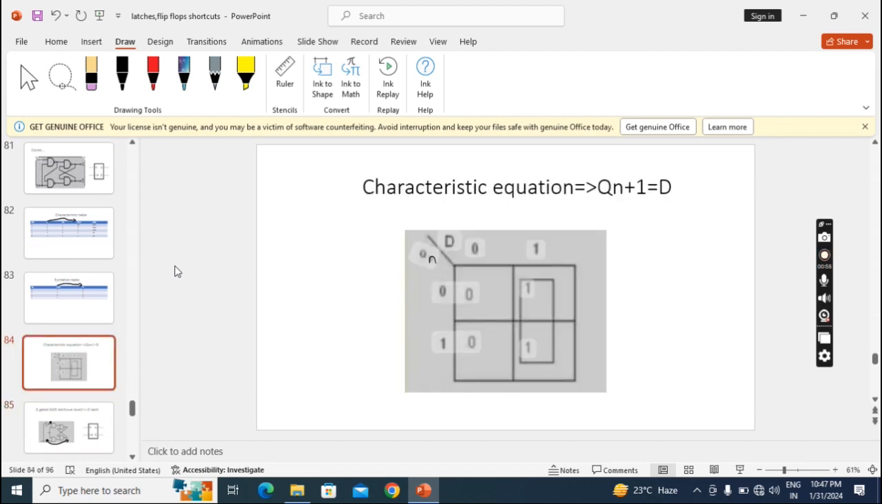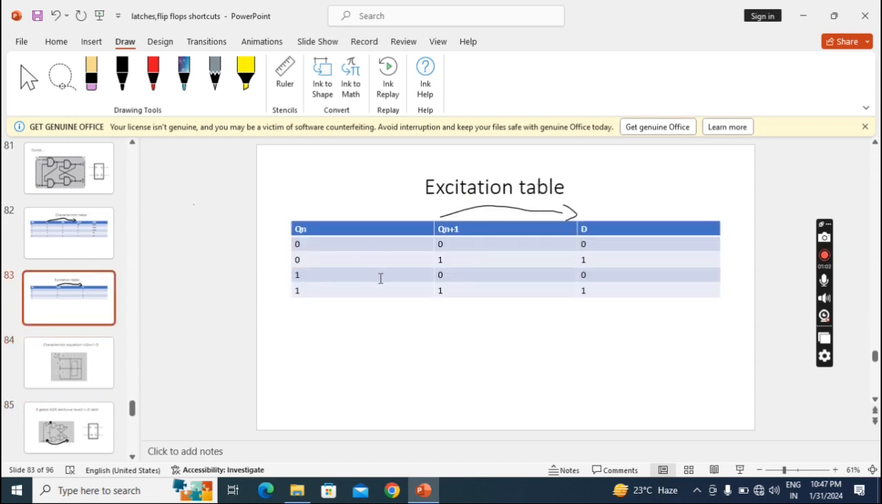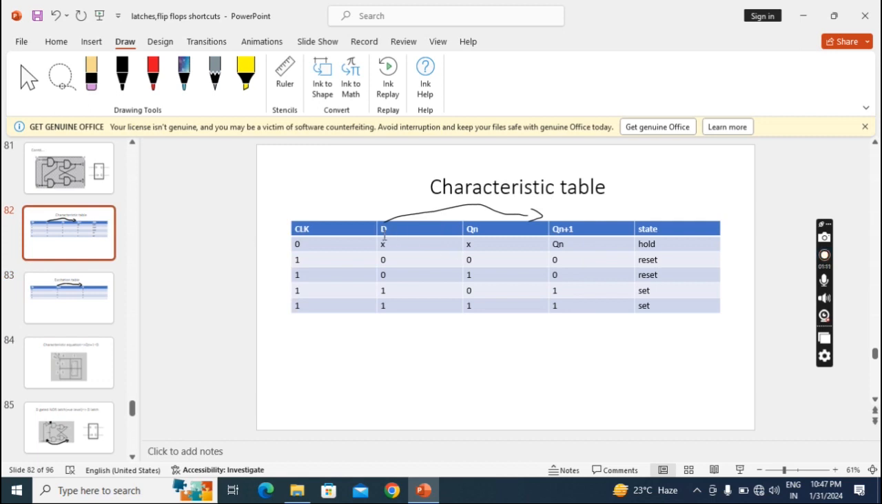Finally, we'll see the characteristic equation. I am getting Qn plus 1 equal to D. When I substitute in the K-map, that only happens in the excitation table. Ultimately, in the excitation table and characteristic table the same happens, because characteristic equation means we have to determine Qn plus 1. Qn plus 1 is nothing but D.